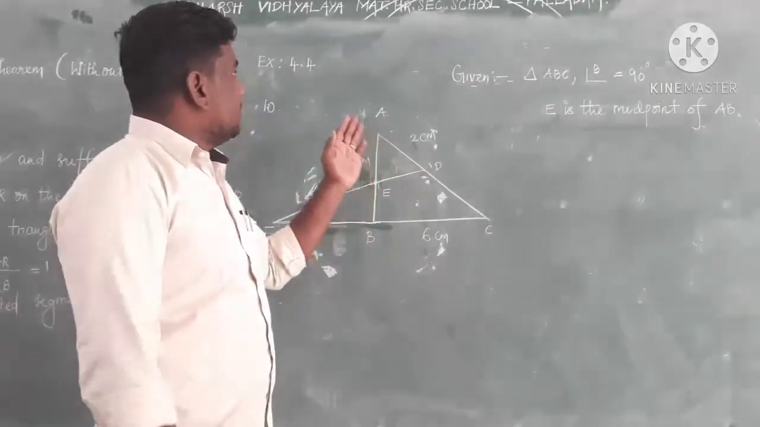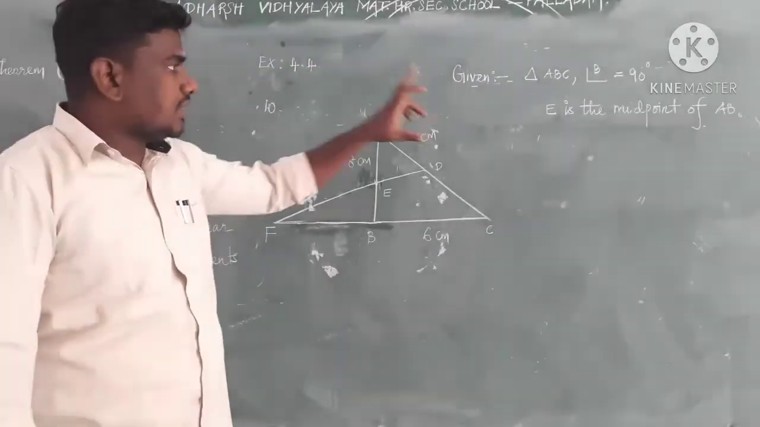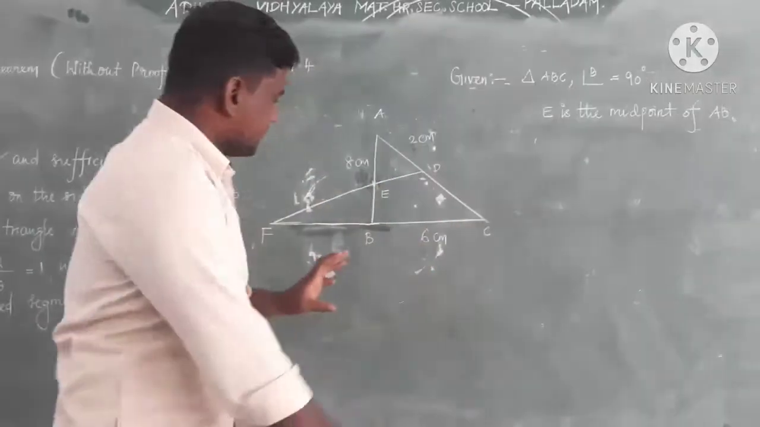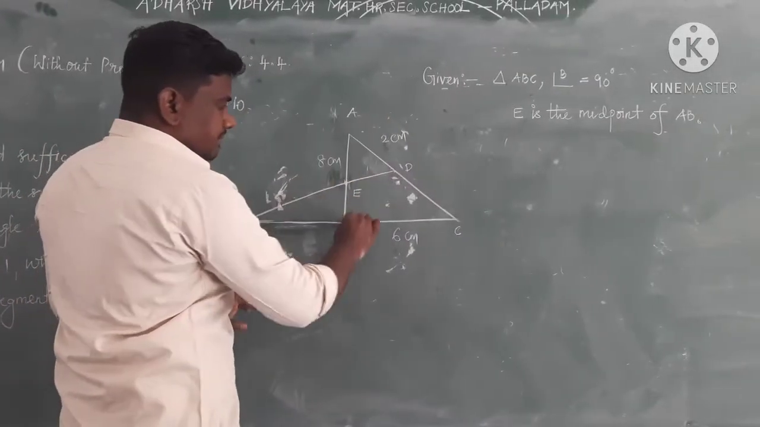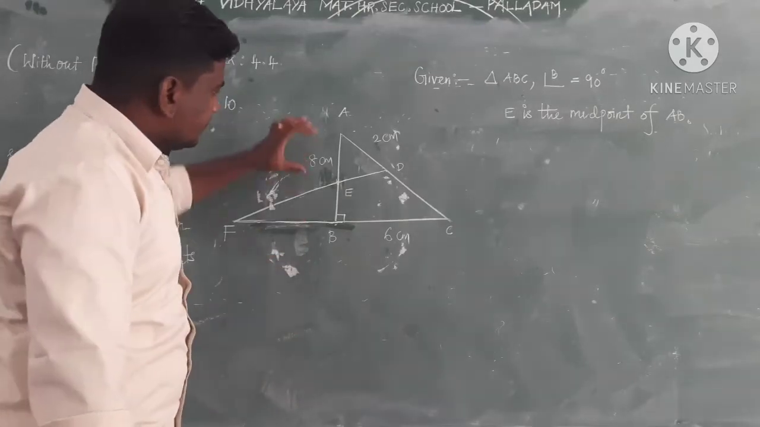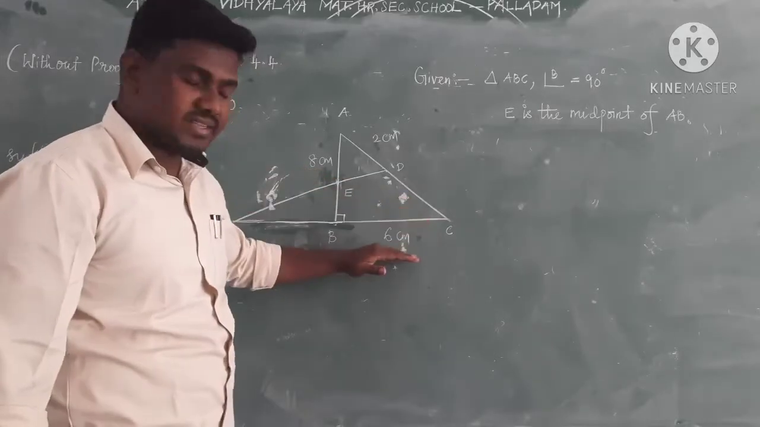Let's move on to the problem. Exercise number 4.4, question number 10. Given triangle ABC, angle B is equal to 90 degrees. Look at the diagram. In triangle ABC, angle B is equal to 90 degrees, and the length of AB is equal to 8 centimeters, length of BC is equal to 6 centimeters.